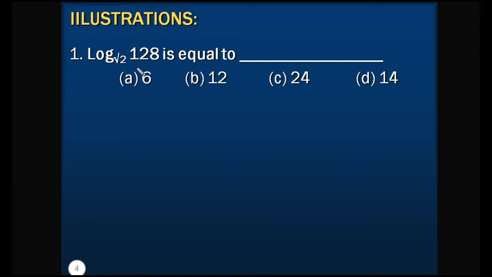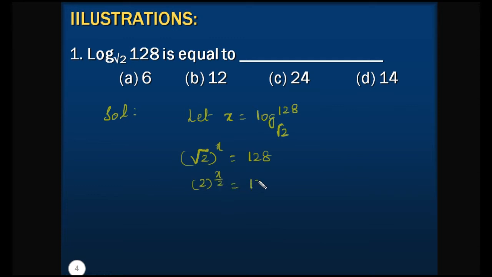The first question is logarithm of 128 to the base root 2 is equal to. In order to solve this question, let us consider the given question as x. That is, let x is equals to logarithm of 128 to the base root 2. Now what we can do? We can raise root 2 to the power x. Let's do that. So root 2 to the power x is equals to 128. Or else we can write it as 2 to the power of x by 2 is equals to 128.